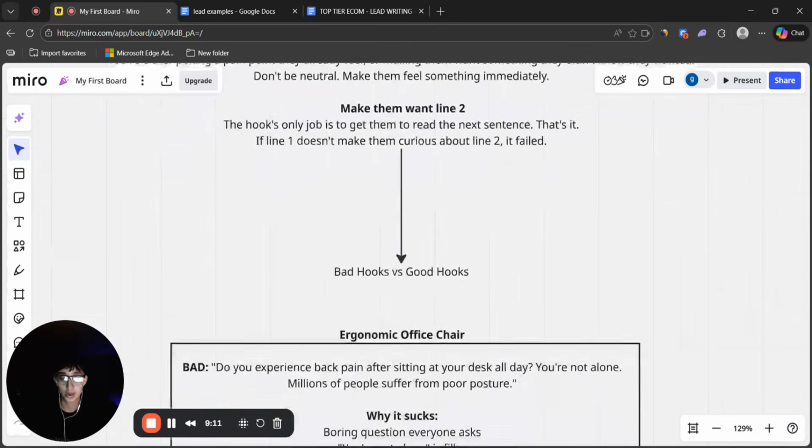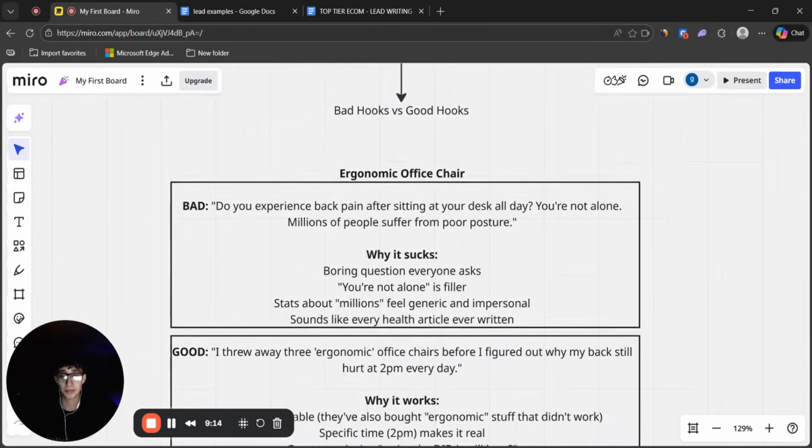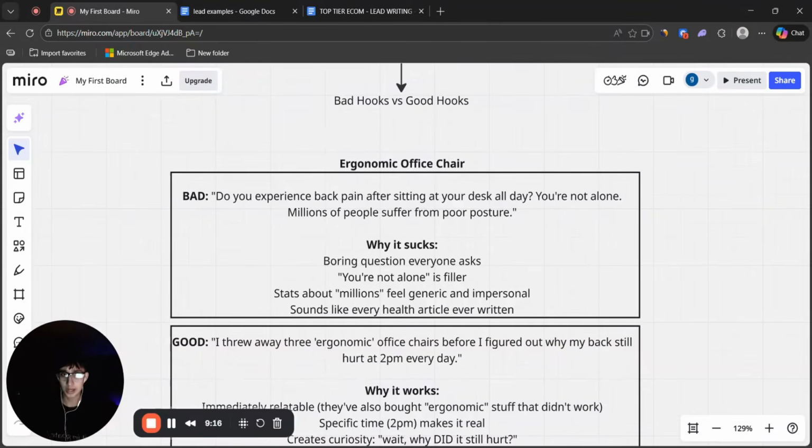All right, let's go over some bad hooks versus good hooks. This is for an ergonomic office chair. Bad would be: "Do you experience back pain after sitting at your desk all day? You're not alone. Millions of people suffer from poor posture." Why it sucks: it's a boring question everyone asks. "Do you experience back pain after sitting at your desk all day?" Really? I mean, come on.